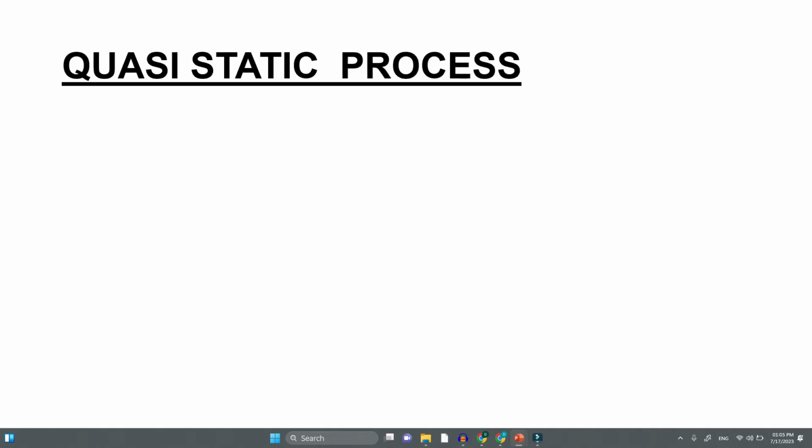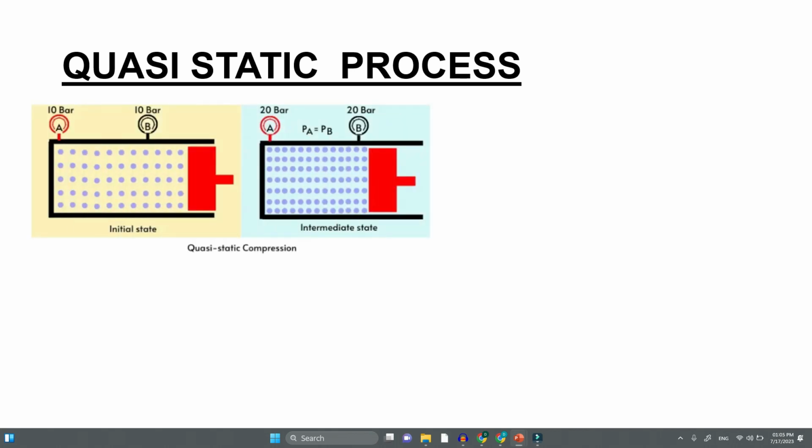Now let us see what is a quasi-static process. You can see that initially this is a piston cylinder assembly. These are all gas molecules. This is the initial state. When you measure the pressure here, it has 10 bar. Here also the pressure is 10 bar. This is a pressure gauge.